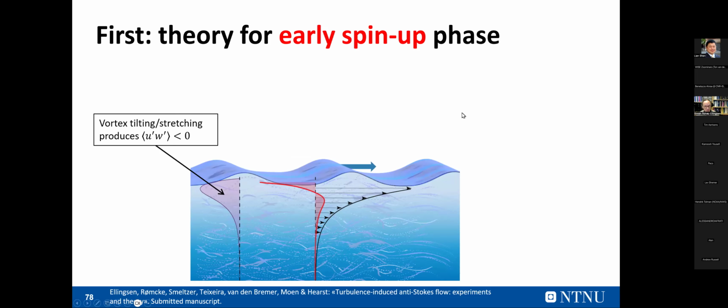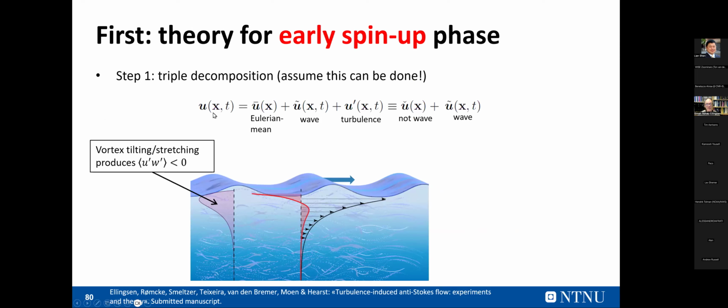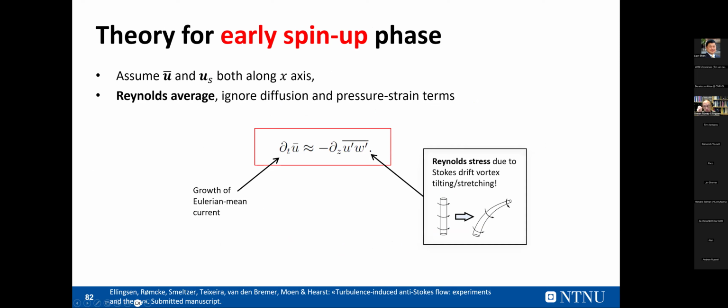So for the spin up, as mentioned, things begin to set in. For a theory, you begin with a triple decomposition, trying to split the velocity field into Eulerian mean, wave, and turbulence. Now, following Brodie Pearson, we plugged this into a suitable version of the Craig-Leibovich equation with a number of assumptions and doing a Reynolds average, ignoring some terms for better or worse reasons. We end up with this relation, or actually Pearson does.